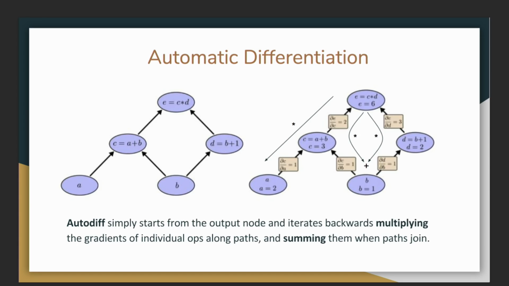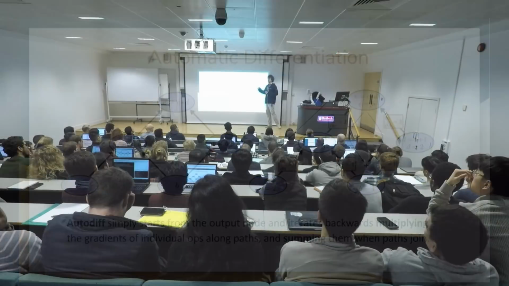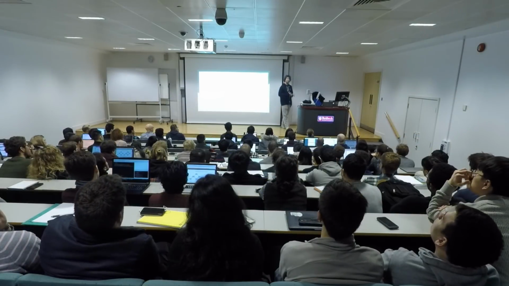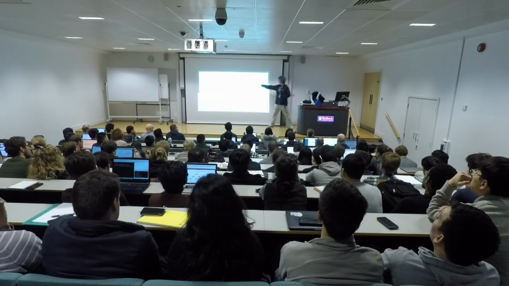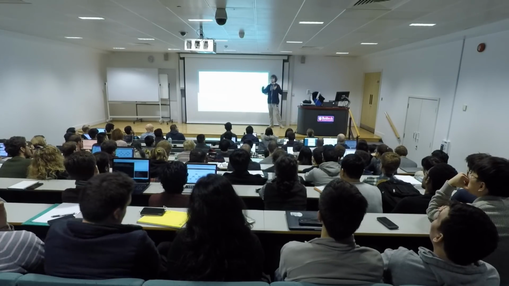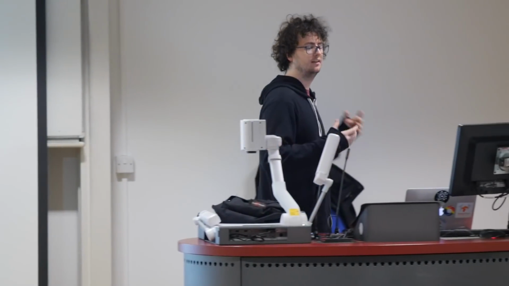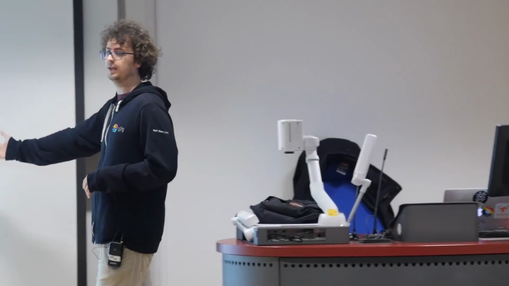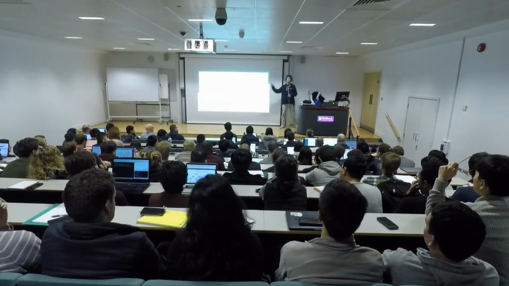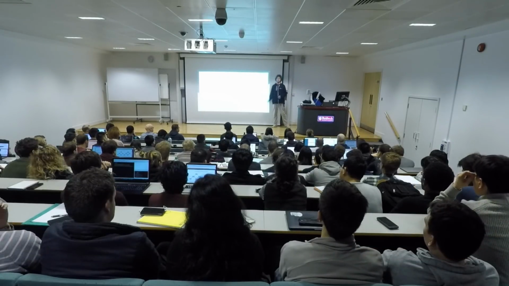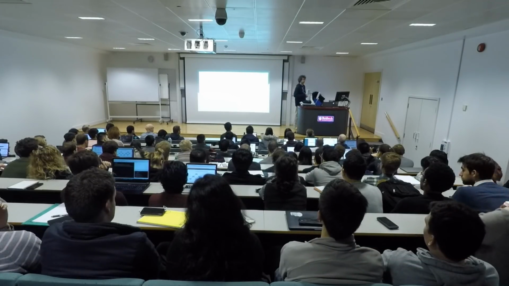If, however, in your graph there are multiple paths that lead to the output tensor you want to compute a gradient for, then you need to multiply along the paths and sum where paths join. This is basically just the chain rule in its graphical representation. You can immediately see that computing the gradients for this tensor with respect to any of the variables takes just one forward and backward pass through the graph.